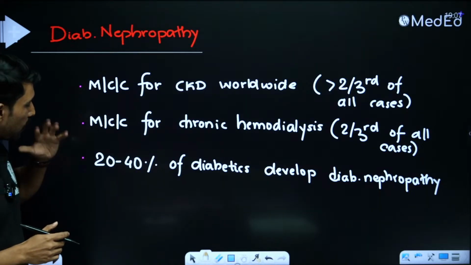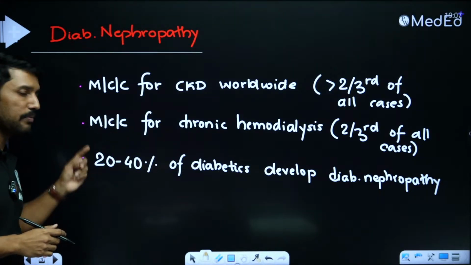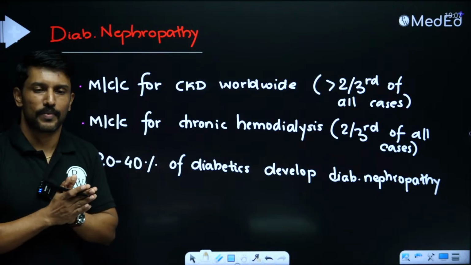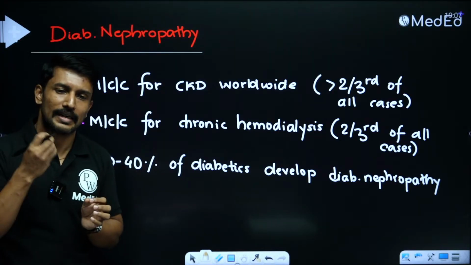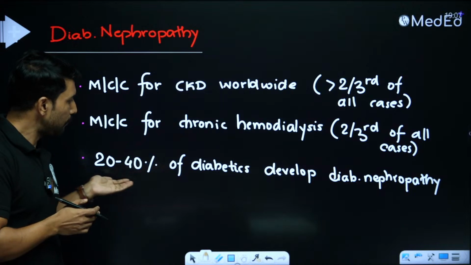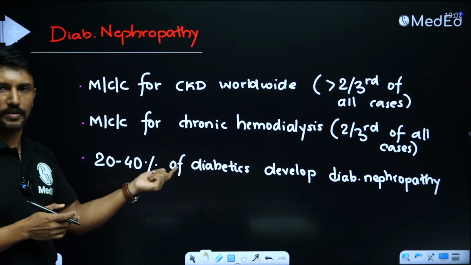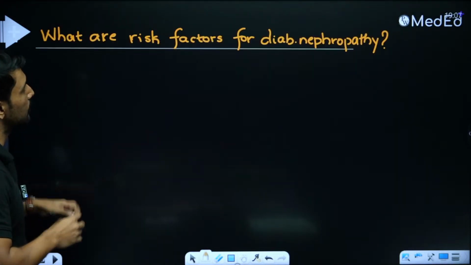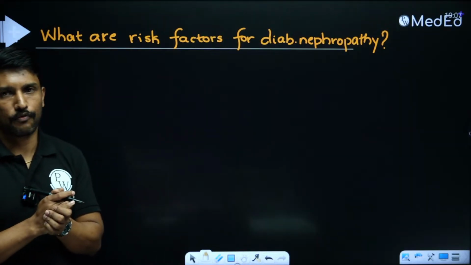Okay, but there is one point to think: not everyone with diabetes will develop nephropathy. So then what are the factors that decide who is going to develop the nephropathy? Because if everyone is going to develop, then it should be 100%, right? So what are the factors that influence someone to develop diabetic nephropathy?